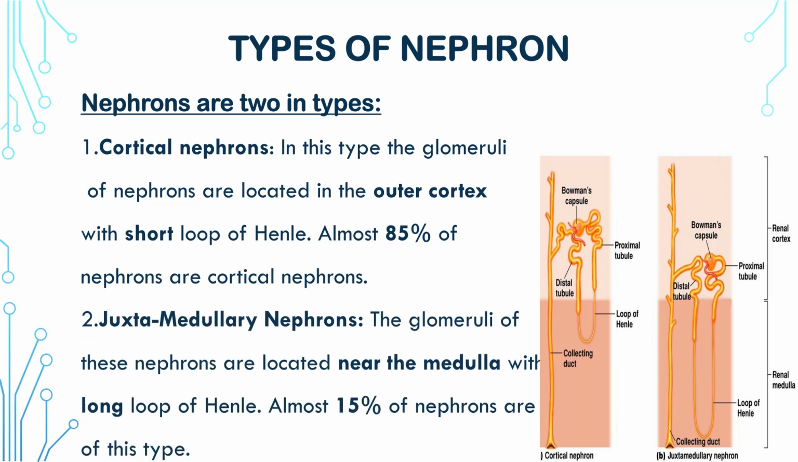The cortical nephrons are located towards the outer cortex of our kidney, whereas the juxtamedullary nephrons are located near the medulla. In the case of cortical nephrons, the loop of Henle is shorter in length and they are almost 80% in number. On the other hand, we have juxtamedullary nephrons with a very long loop of Henle, and they are about 15% of total nephrons.